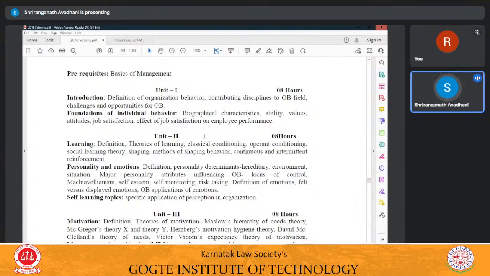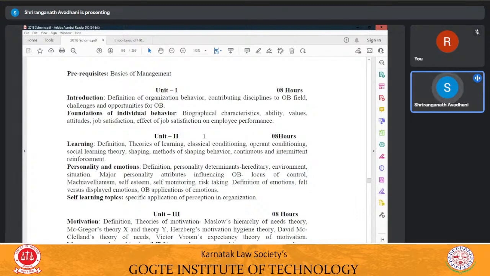So, foundations of individual behavior. There have been a good number of theories put forth by proponents in this field. So what is the foundation of individual behavior? What are the biographical characteristics, abilities, values, attitudes? Then what do we mean by job satisfaction? The effect of job satisfaction on employee performance. These are some of the related topics we'll be discussing in Unit 1.